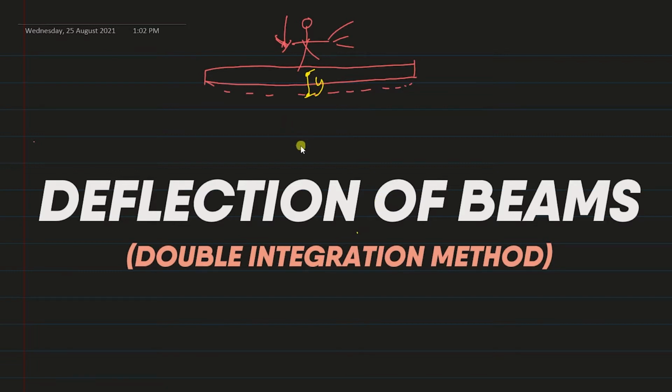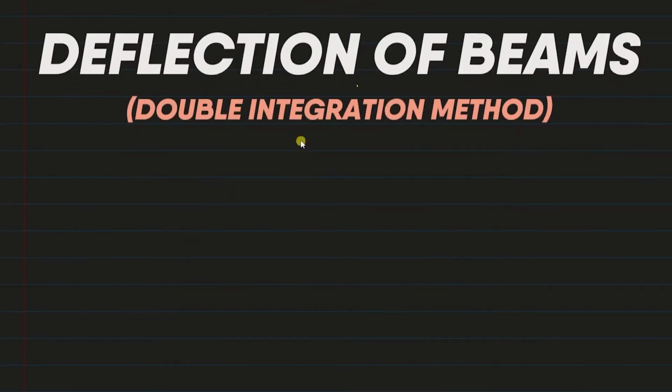So ano ba yung concept nitong double integration method, guys? We have this formula, which is the second derivative of y with respect to x, or d squared y over dx squared, tama ba? The second derivative of y with respect to x is equal to M over EI. Now, ano itong mga variables na ito? Itong M, EI, and itong y. Alright? So, simulan natin dito.